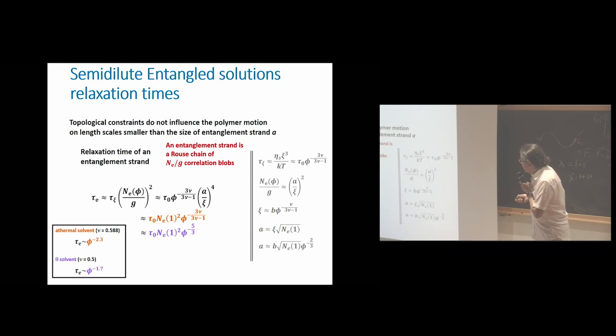To have this dependence, we then need to further check the concentration dependence of A. In a thermal solvent, it's proportional to xi, but not in a theta solvent, so you see two different cases. In a thermal solvent, this concentration dependence is exponent of -2.3, same as that of the relaxation time of the correlation blob. But for a theta solvent, it's a little bit weaker. We don't have the same concentration dependence.